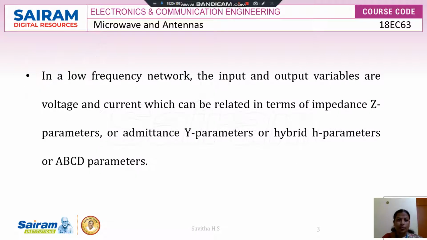In a low frequency network, the input and output variables are voltage and current, which can be related in terms of impedances, admittances, hybrid parameters and ABCD parameters. Suppose we consider any low frequency network: the input has current and voltage, and the output also has current and voltage. According to this we can write the Z parameter equations, Y parameter equations, hybrid parameter equations and ABCD parameter equations.